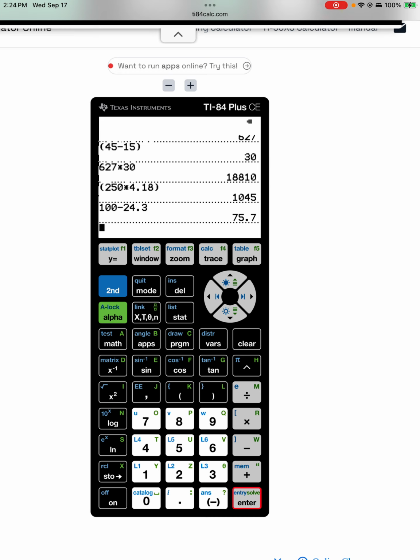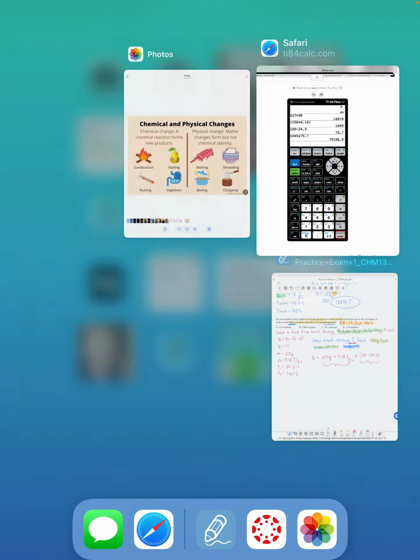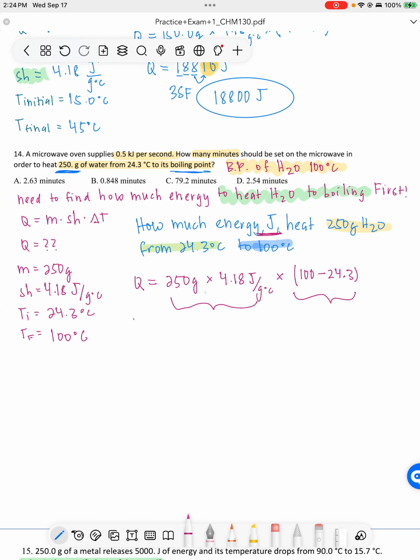Okay, it pulled up everything from before, but we're just looking at the last two numbers, and we want to multiply those last two numbers. We get a big number. Joules, you're going to get big numbers all the time, so that's okay. 79106, so our Q equals 79,106.5 joules of energy needed to heat that much water to boiling.